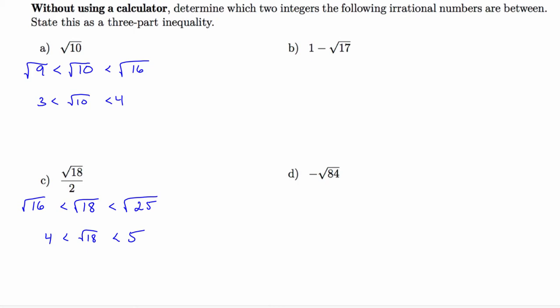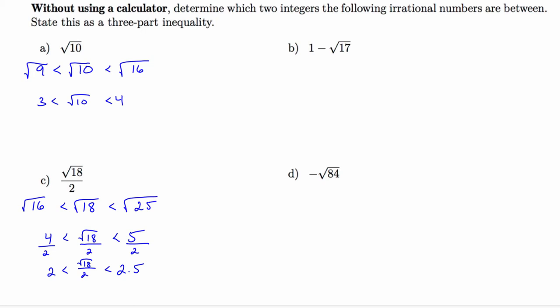Taking into account that we weren't dealing with root 18, but rather root 18 over 2, I can go a step further. I can divide all of those values in half. So that would then further tell me that 2 is going to be less than the square root of 18 over 2, which will be less than 5 over 2, which is the same thing as 2.5. So this goes a bit further than the directions had indicated, which was to determine which two integers these numbers fall between. We've actually narrowed it down even further, that root 18 over 2 must be between 2 and 2.5.